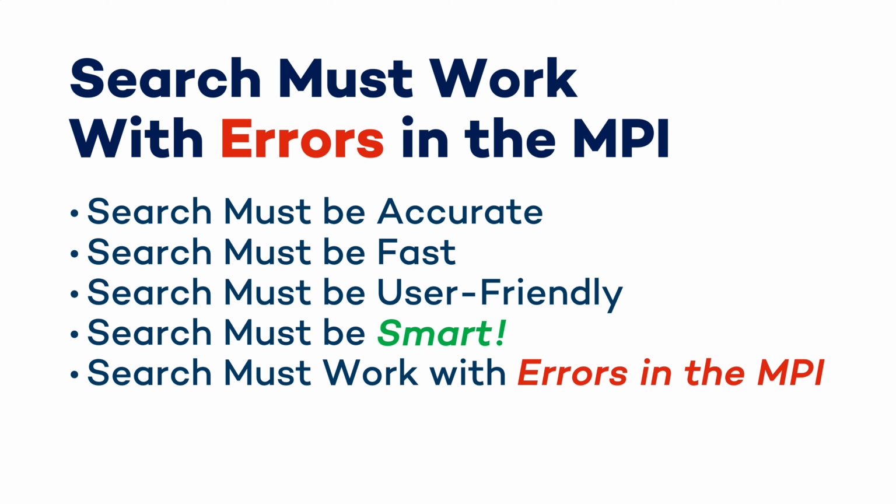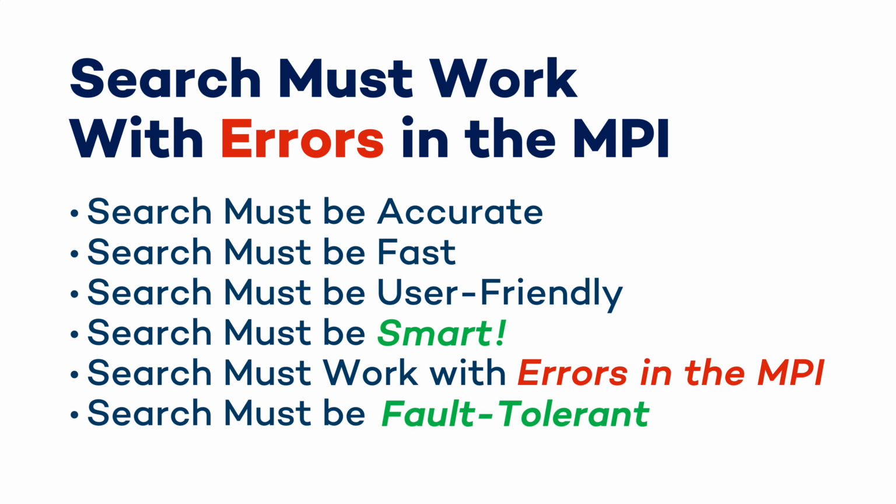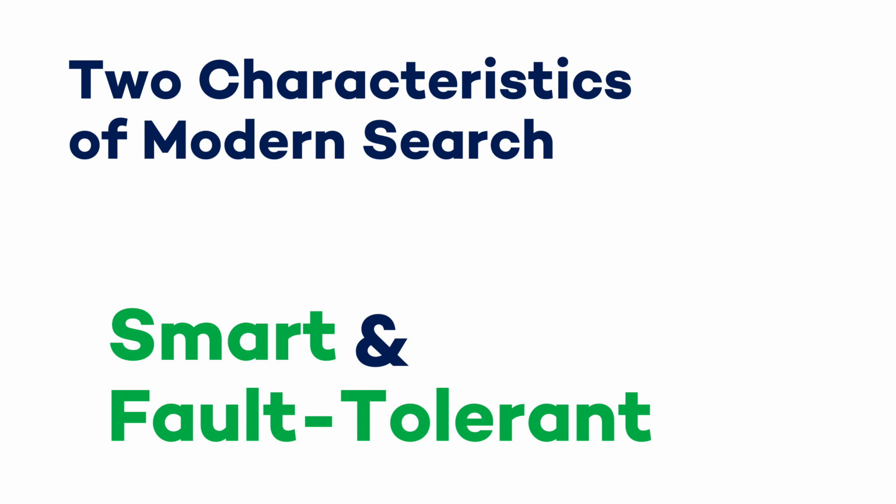And that leads us to our final requirement for modern search, that it has to be fault tolerant. In other words, search can still find patients even when there are a lot of errors in what we type in their name in the search fields or in what is in the database, the MPI itself. Modern search must tolerate errors in every location and still give us the results. And this fault tolerance is important because many records have multiple errors.